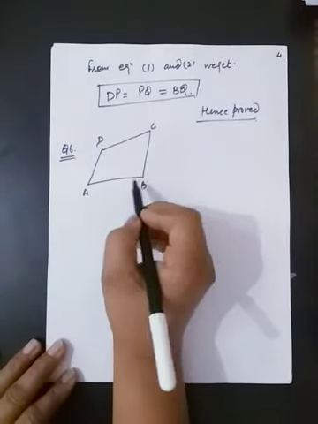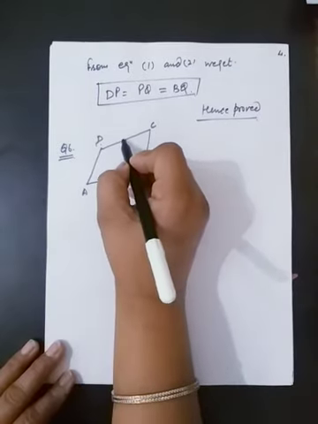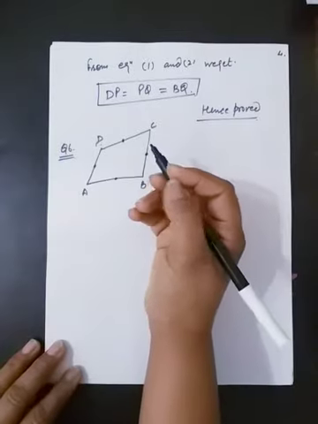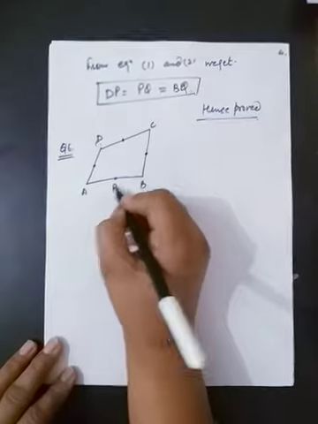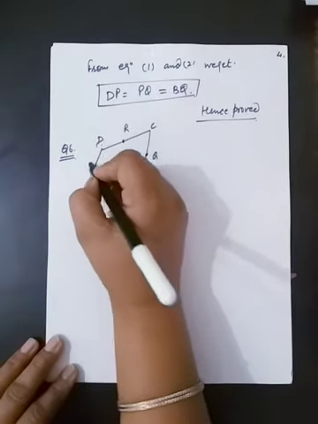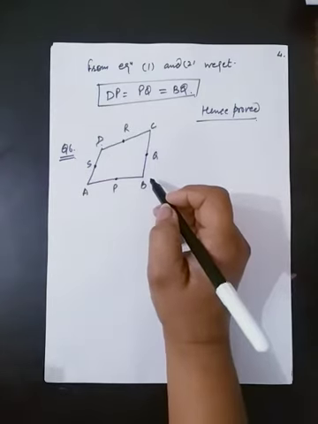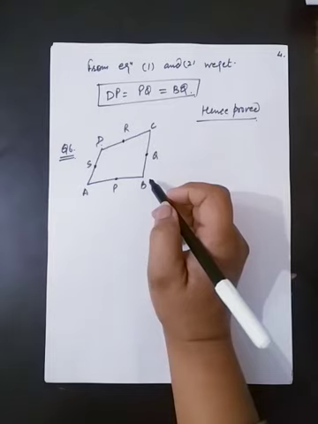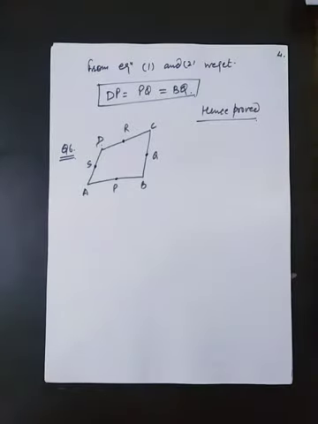So in quadrilateral ABCD, opposite sides are AB and CD, and BC and AD are the another pair of opposite sides. And we have to prove that, show that the line segments joining the midpoints of the opposite sides of a quadrilateral bisect each other.